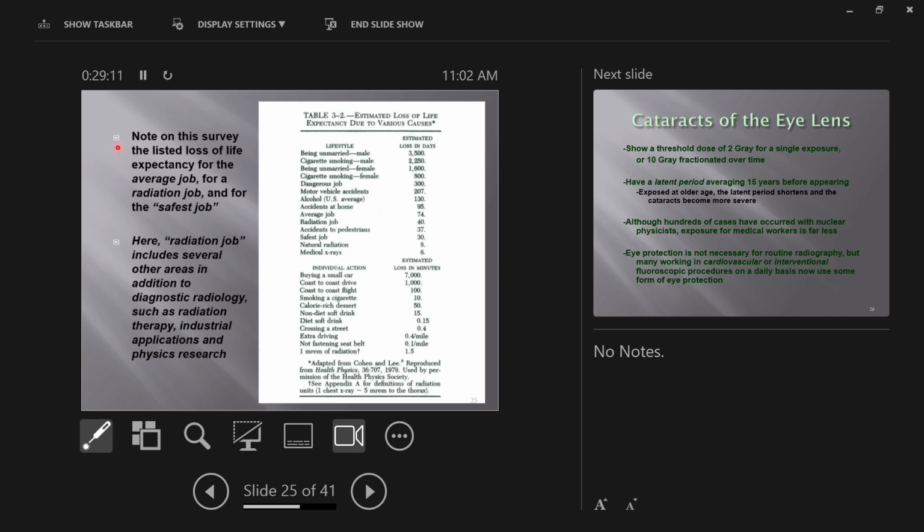on this survey, the listed loss of life expectancy for the average job, for a radiation job, and the safest job, right? The average job, 74 days lost for just an average job. 40 days lost for the radiation job, compared to 30 days lost for the safest job. So we're trying to point out that there are other things that are much more risky than working around radiation, than receiving medical x-rays. Okay, so that's lifespan shortening.